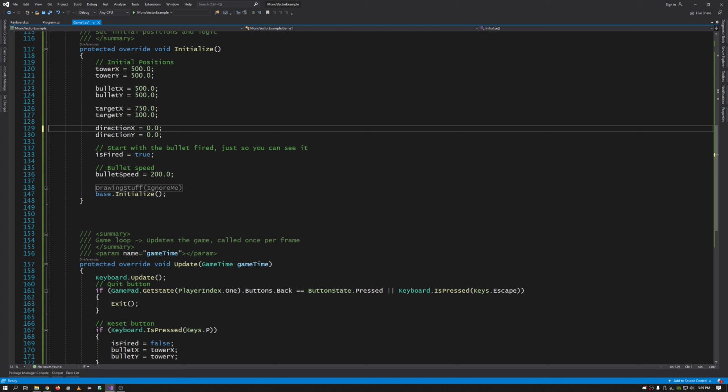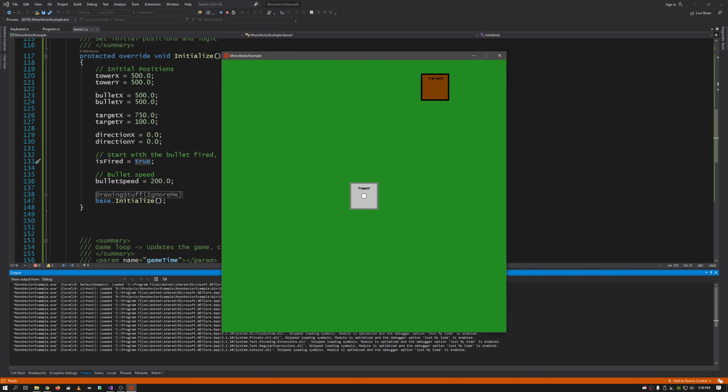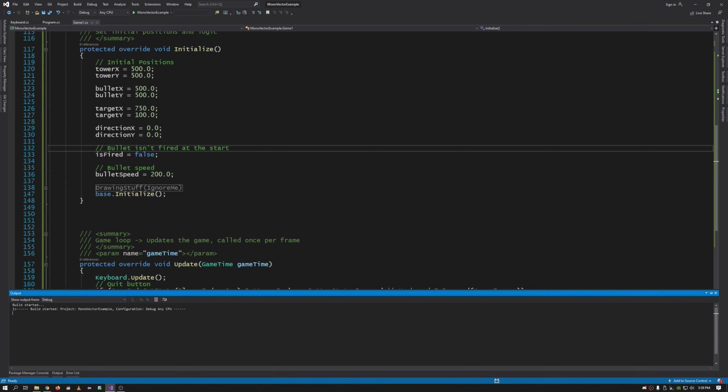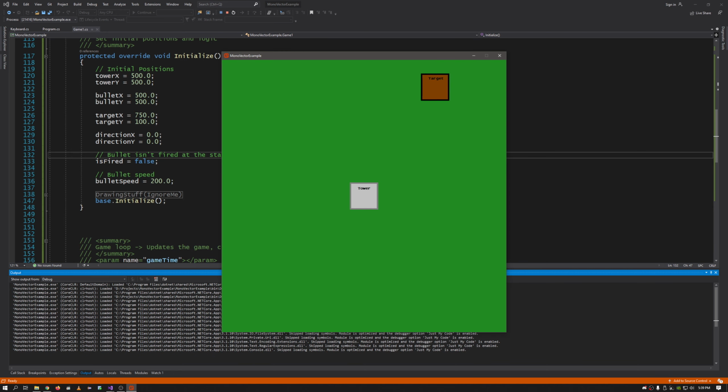I have the game starting with the bullet fired, just so that you can see it. Because if this boolean is false, you won't be able to see the bullet. Because if the bullet hasn't been fired yet, I'm not going to bother to draw it. But I'm going to go ahead and change the boolean now to false, so that you won't see the bullet. So let's go ahead and do that. False. Bullet isn't fired at the start. All right, so now it's gone.